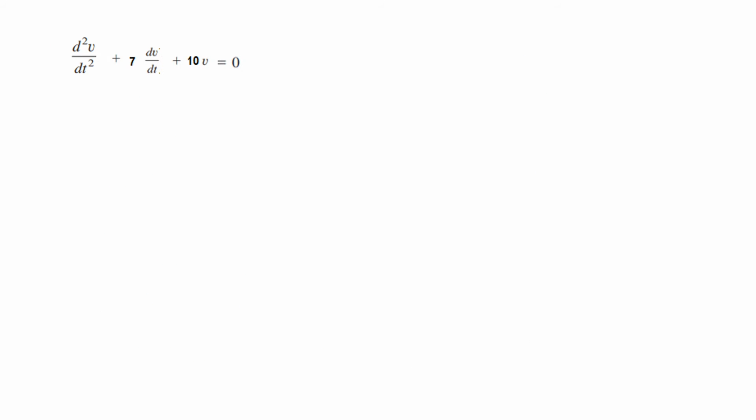And now we replace d/dt by S, so converting into S domain, this will become S squared, this is 7S, and this will become 10. And from here we can factorize, so we get these two factors. And so the two roots are now S1 is minus 2 and S2 from here is minus 5.